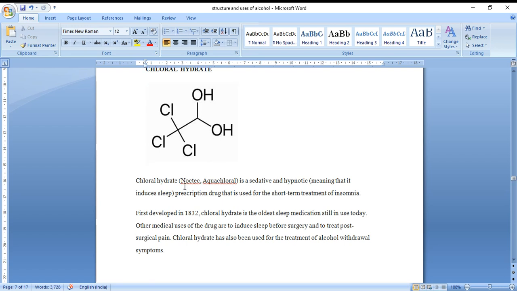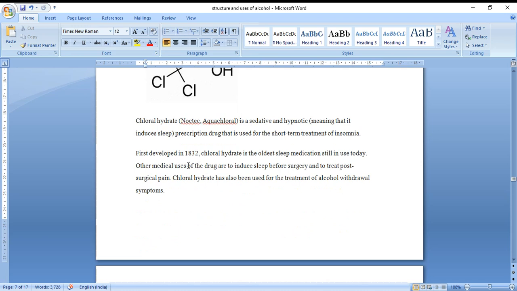This chloral hydrate is also called Noctec or aquachloral, which is a sedative and hypnotic. As I have discussed earlier, a sedative and hypnotic is a drug that can be used to treat patients who are unable to sleep. The condition of being unable to sleep is called insomnia. Chloral hydrate was first developed in 1832, and it is the oldest sleep medication still in use today.